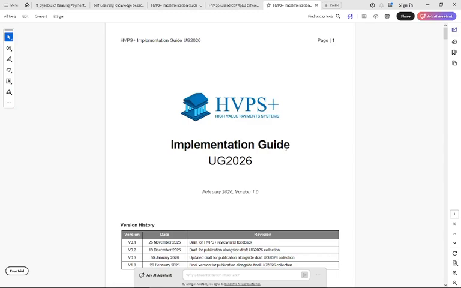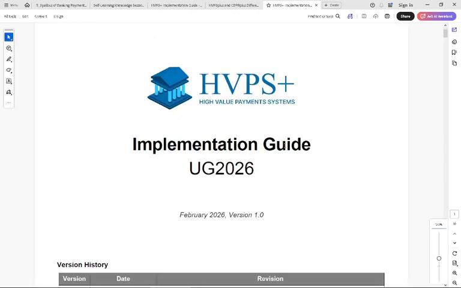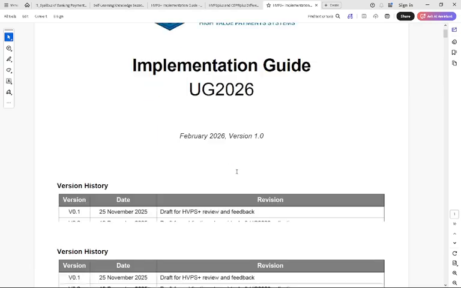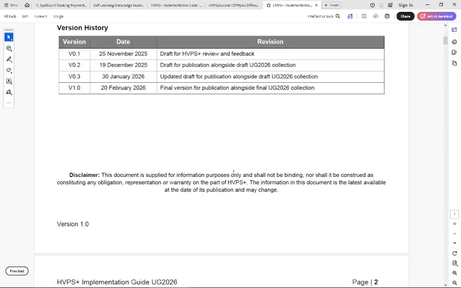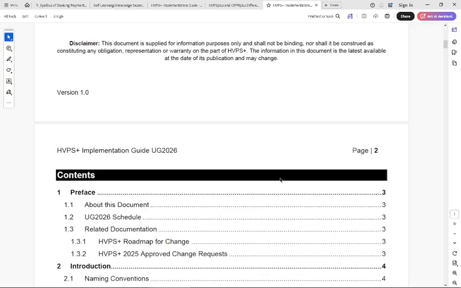So this is the complete guideline. I will just maximize this. Okay, high value payment system. And what is plus? Plus means it is compatible with ISO 20022. That's why there is a plus sign. Okay, so the next draft is already there, on February 26.